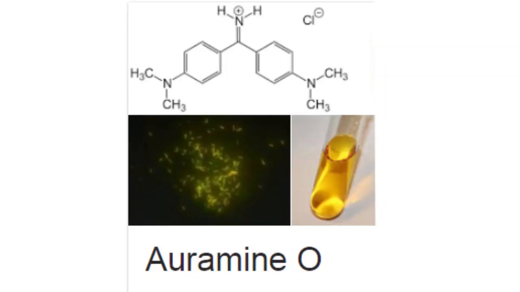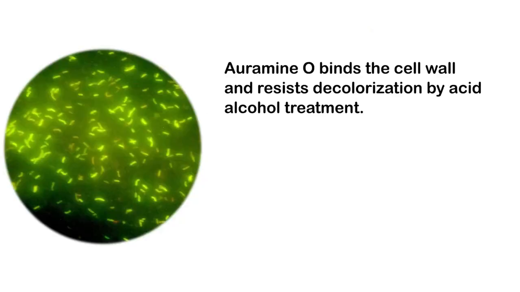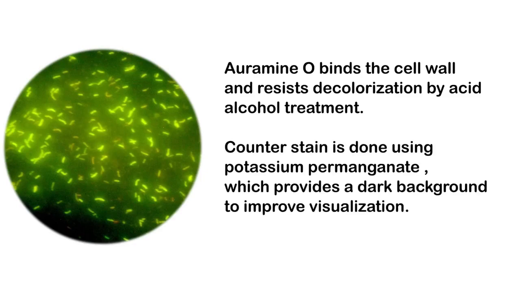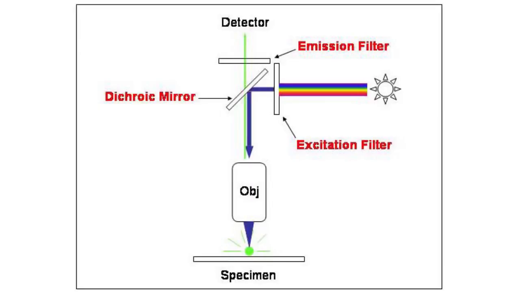In fluorescence staining for acid-fast bacilli, carbolfuchsin used in Zn method is replaced by a fluorescent dye such as Auramine O. Auramine O binds the cell wall and resists decolorization by acid-alcohol treatment. The counter stain is done using potassium permanganate, which provides a dark background to improve visualization.